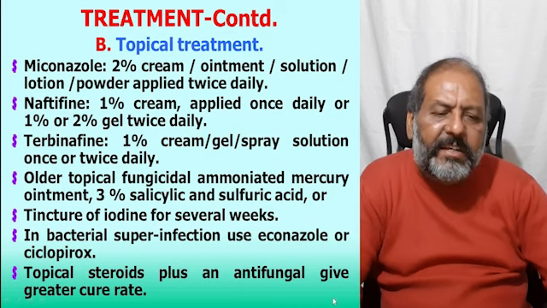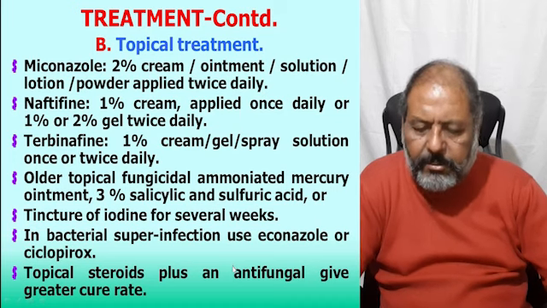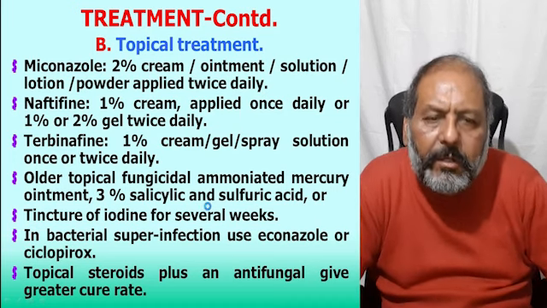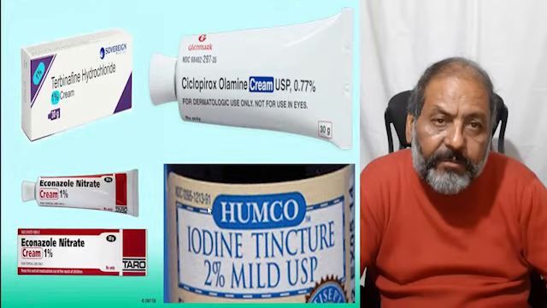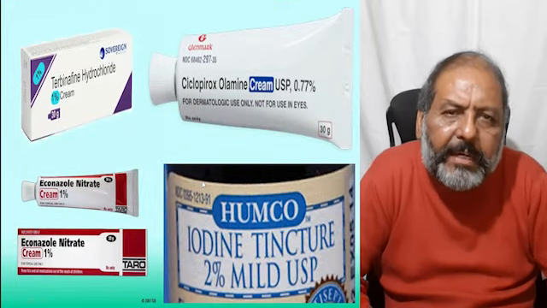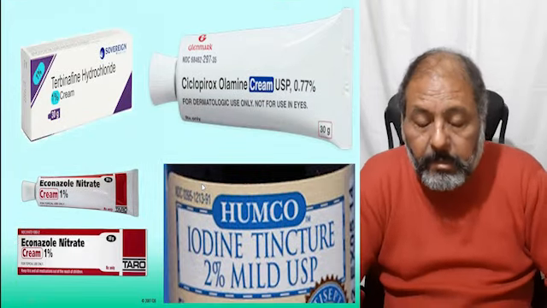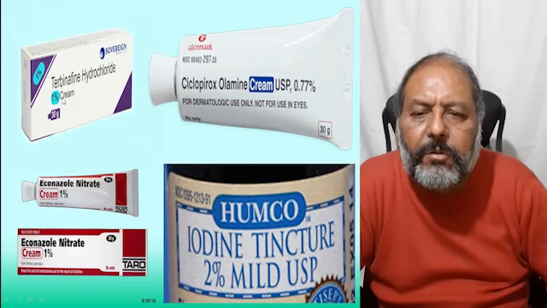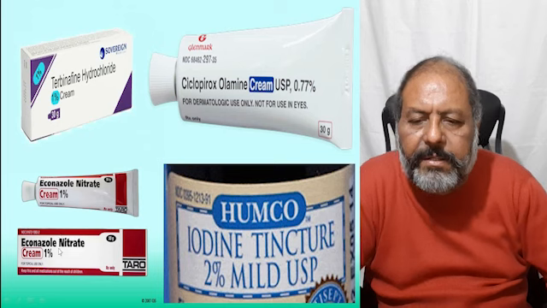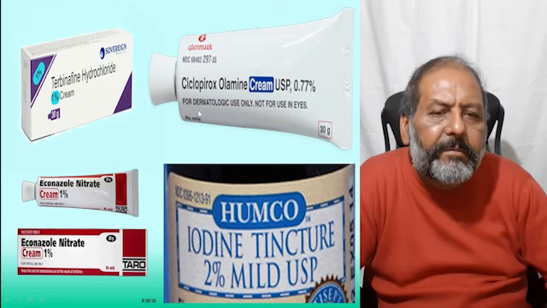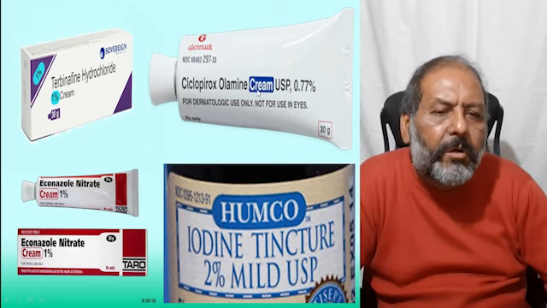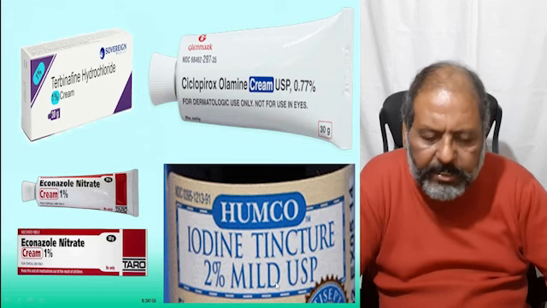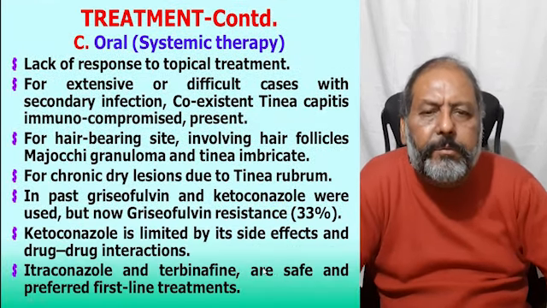Topical steroid plus an antifungal give greater cure rate as compared to the antifungal cream alone, because there is inflammation that also subsides with that steroid. So here is terbinafine hydrochloride cream, and here is econazole nitrate and ciclopirox olamine cream, and in the past tincture iodine 2% was also being used.